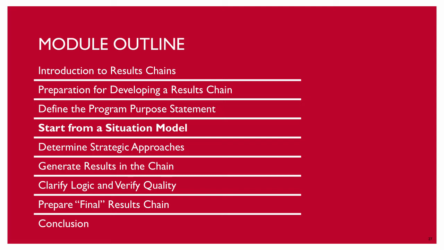In the last presentation, we discussed how to draft a well-defined program purpose statement. In this presentation, we're going to start developing a results chain from a situation model. You can follow along in Biodiversity How-To Guide 2 on pages 12 and 13.